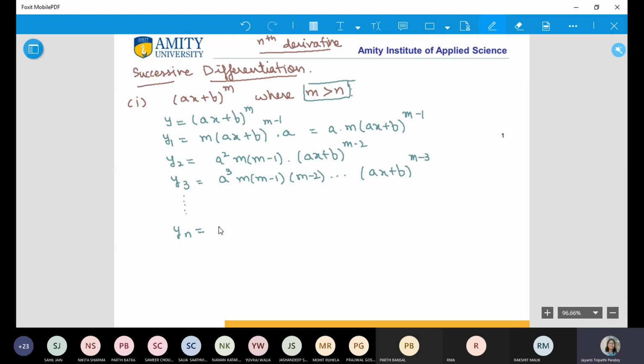yn is a to the power n, m, m minus 1, m minus 2, till m minus n plus 1, (ax plus b) to the power m minus n. Is this okay or not?